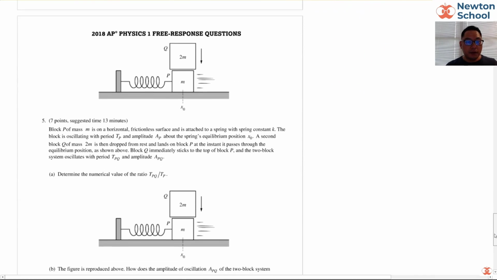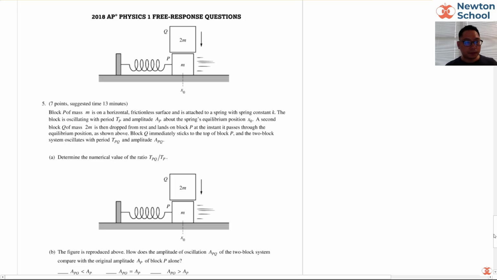Let's look at number 5. You have a spring, you have a mass attached, so it'll be oscillating, but it looks like there's a block coming down. Probably you have to deal with momentum, and if they stick together, that's a completely inelastic collision, right?